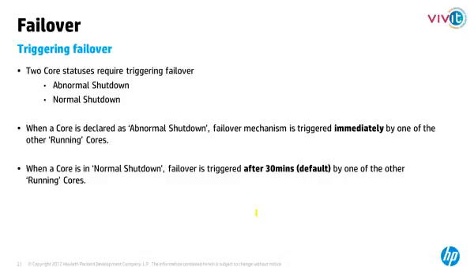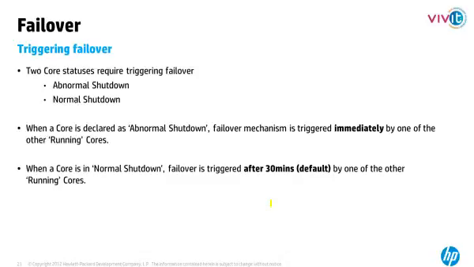Let's talk about abnormal shutdown first. That's more interesting. When core 1 and core 3 in our scenario decide that core 2 is abnormally shut down, they will trigger the failover immediately. But remember, it takes core 1 and core 3 10 minutes to figure out that core 2 is down. You can configure it, by the way. Default is 10 minutes. You can make it 5 minutes or a couple of minutes. And when you come to the normal shutdown, failover is triggered after 30 minutes.